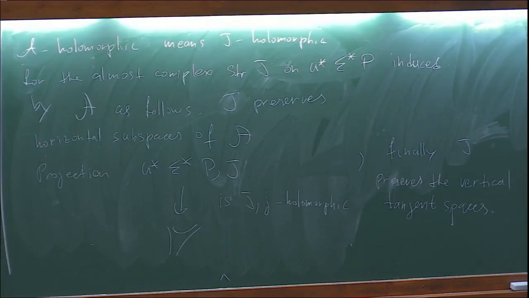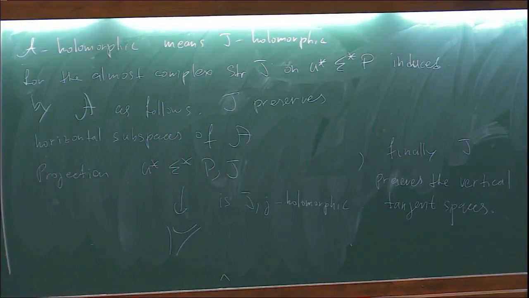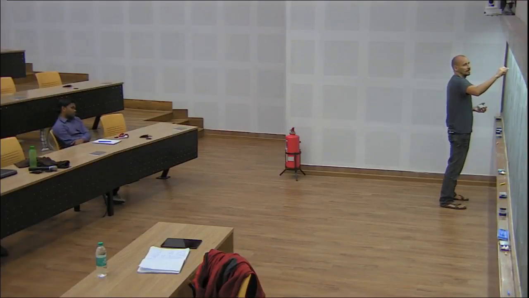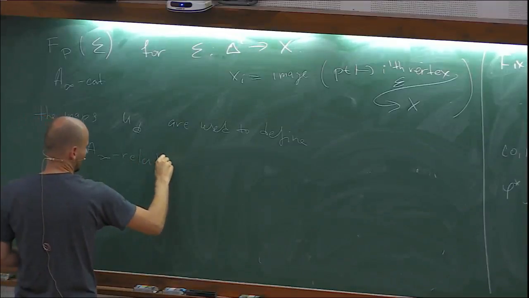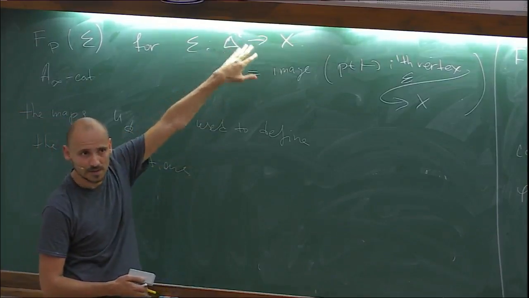The point of the maps UD is that we can define A-infinity relations. The maps UD that I was talking about before are used to define the A-infinity relations, so that you get an actual A-infinity category. And in the same way, you do this for higher dimensional simplices.